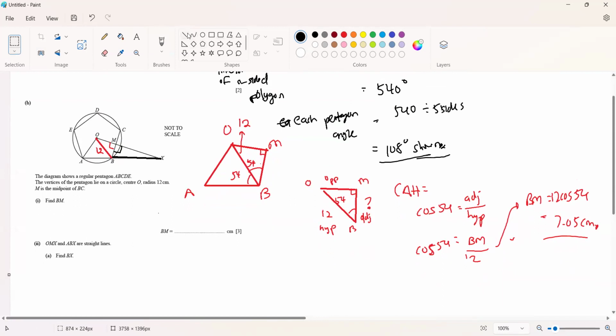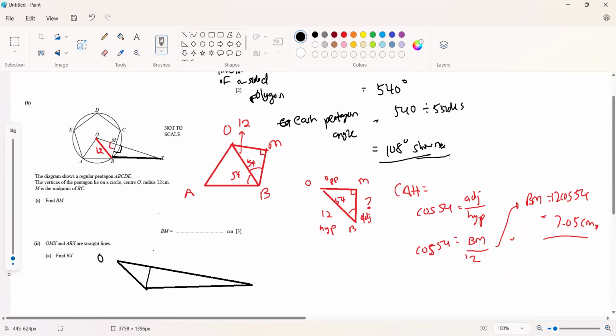So if I were to just redraw that portion of the question, this is O, this is M, this is B, this is 90 degrees, and this is X. Now, this angle here, if you look back in the diagram, is actually the exterior angle of the pentagon. The exterior angle of the pentagon is 180 minus 108. This is 72 degrees, right?